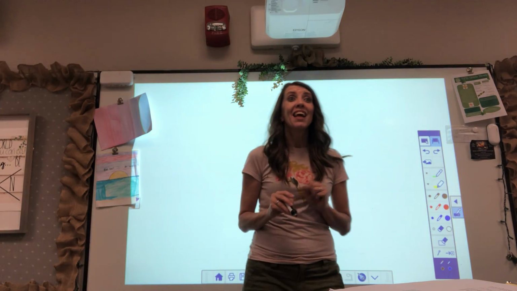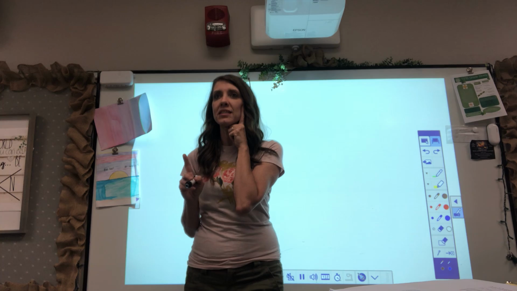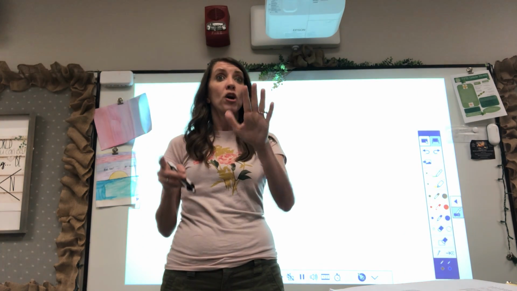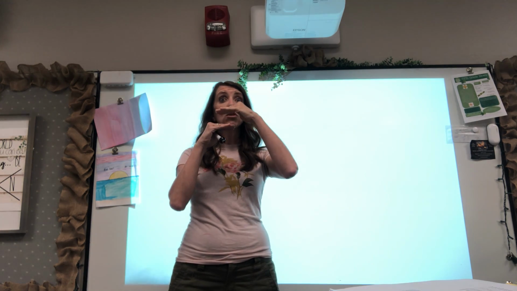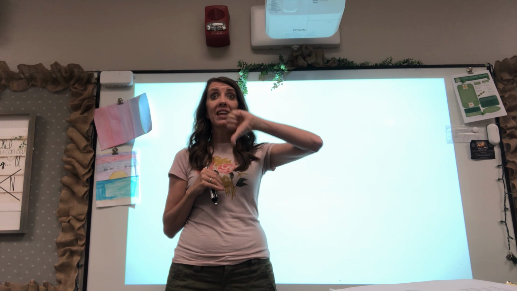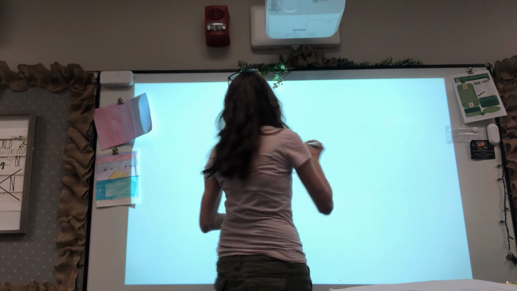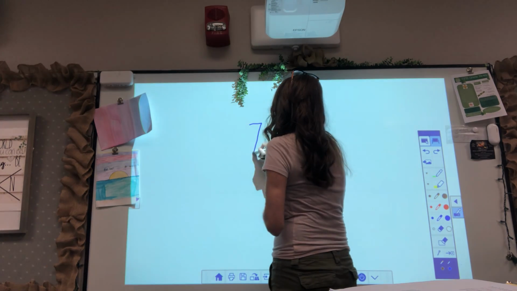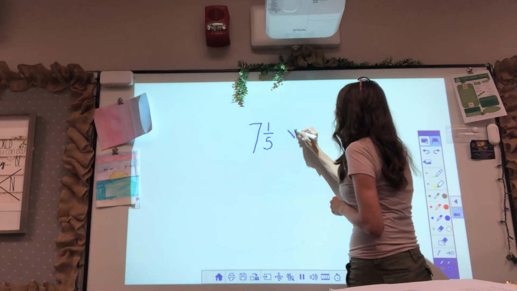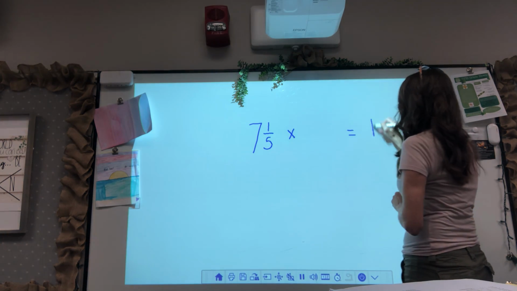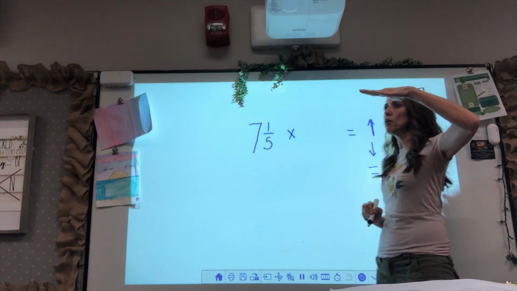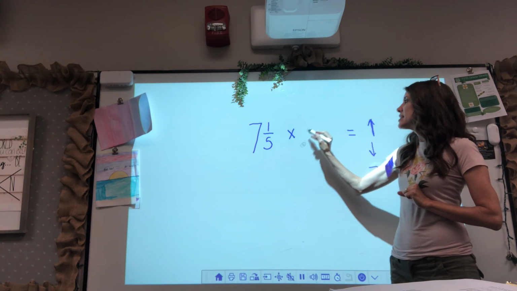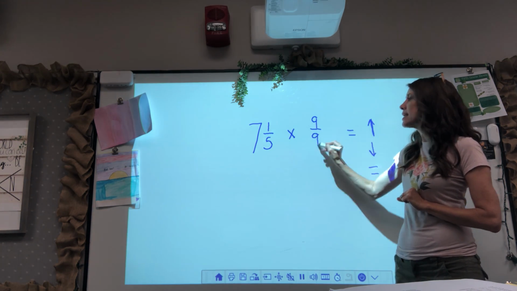Okay, hands down, some examples. You are going to tell me in your brain, don't show me until I say go, whether it's going to be greater than the original factor, equal, or less. We're going to pick 7 1/5 times, I'm going to put something in here, and you're going to tell me, is it going to be greater than 7 1/5, less than 7 1/5, or equal? 7 1/5 times 9/9. Go.